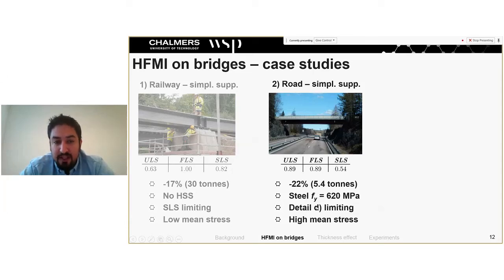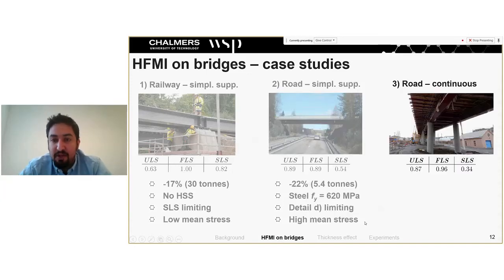And we also could see that there were very high mean stresses in this bridge. So it might not be very efficient in actuality if you perform the HFMI treatment in the workshop. However, some studies show that even for high mean stresses, if you perform the treatment after the self-weight is put on, it cancels out, so the benefits become the same again. So that's why we did this anyway.